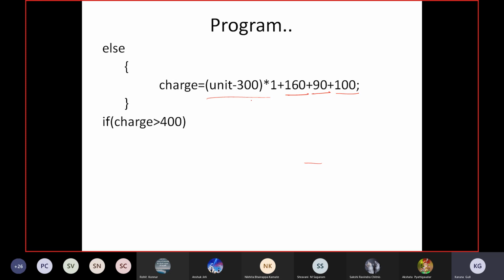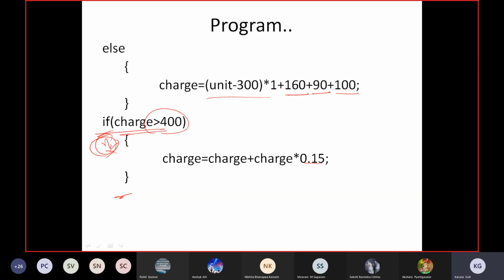Then I'll check whether the charge is greater than 400. It's a simple if that I have used here. The total amount that you have to pay, charge is equal to charge plus charge into 0.15. This is 15% extra you have to pay on the total amount. Clear? Yes, ma'am. This is a simple if, there is no else part for this, because only if it is greater than 400 will I be calculating. If it is lesser, are you calculating any extra charges? No, ma'am. So there is no need of an else part.